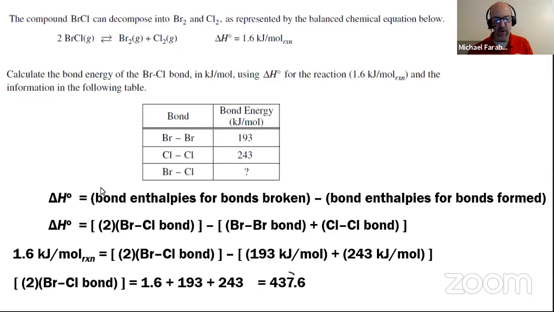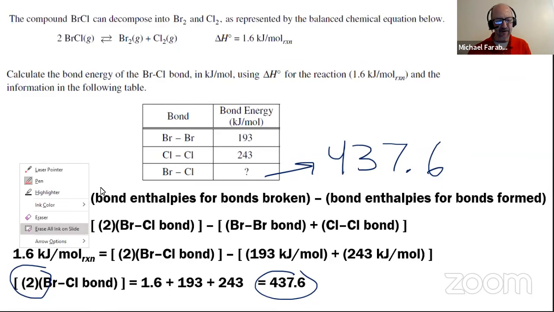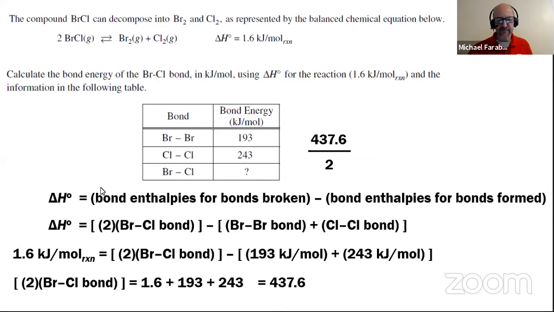Be careful that you don't get to this point and say, okay, I've got my answer. My answer is 437.6. Sometimes when students are going too fast, they forget little details. In this case, that is not the answer because we still have the math to do. We have to divide by 2. So the correct answer is actually half of that value. Okay, so the correct answer is approximately 219 kilojoules per mole for the bond enthalpy of the BrCl bond.